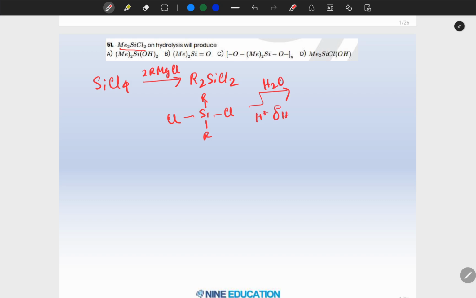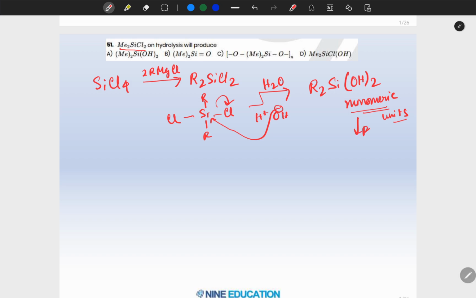The anionic part of water, the OH minus ion, will behave as a nucleophile in this reaction. It will attack the silicon, and as a result the SiCl bond will get dissociated. So it will result in the formation of R2Si(OH)2. This is a monomeric unit that I am getting, right? Now all the monomeric units formed in this reaction will combine, resulting in the formation of a long chain silicon polymer.